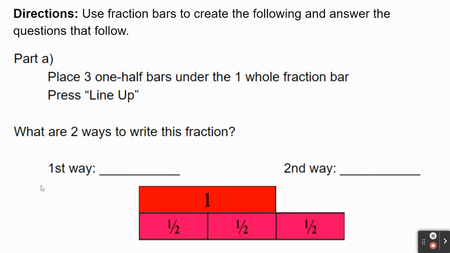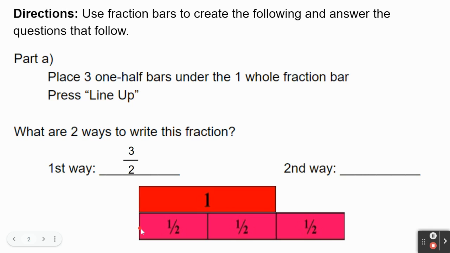So the first way we can write this is by counting the number of half fraction bars we've used. We can see we've used 1, 2, 3 halves. So the first way we can represent this is by writing 3 halves or 3 over 2. This means that we used 3 bars. That's why the numerator is 3. And 2 is our denominator, meaning that there are 2 1/2 bars needed to make up 1 whole. So we here have 3 halves.